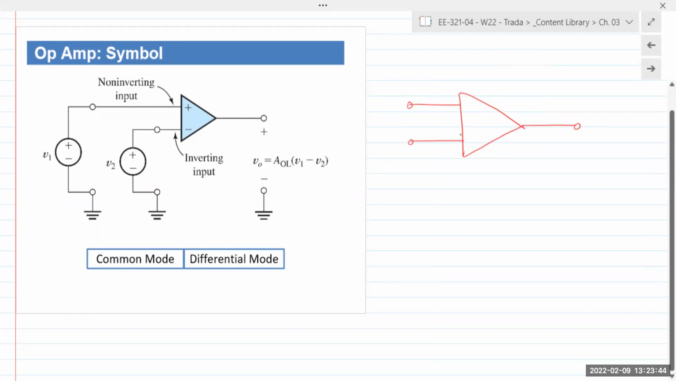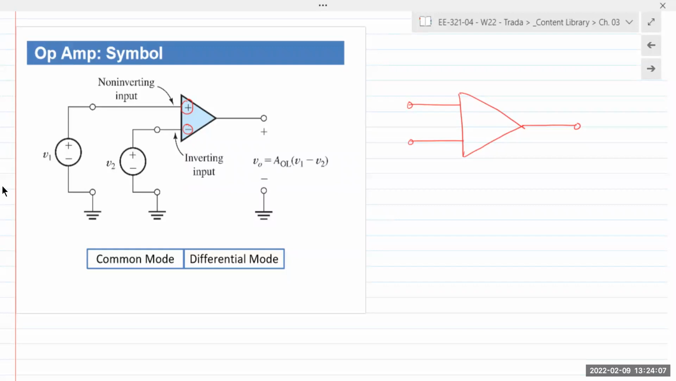You have two terminals going into the op-amp and one coming out. There's a plus sign at one input and a minus sign at the other input. The plus sign indicates a non-inverting input, and the minus sign indicates an inverting input. And again, you have one output.